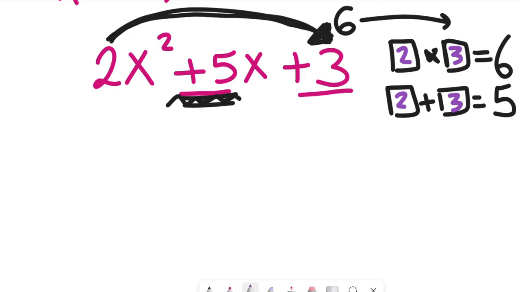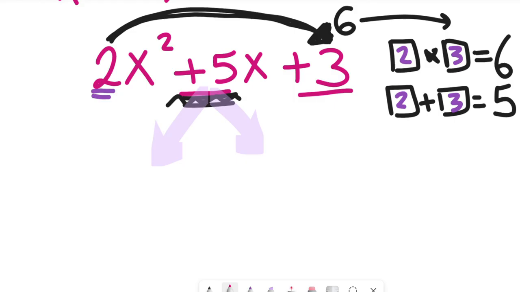Now guys, we cannot simply say here, oh, x plus 2, x plus 3. It doesn't work like that, because our leading coefficient is not 1. Then we must split the middle term, and then we do the grouping method. How do we split the middle term?